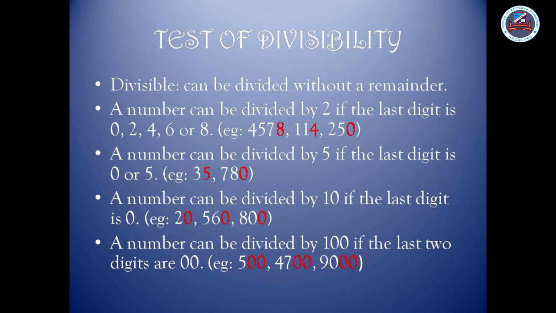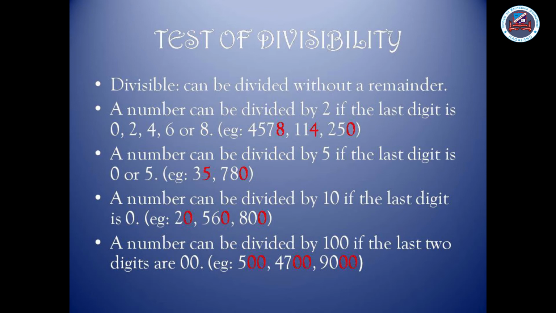The example is 4578. In this number, the last digit is 8. So this means 4578 can be divided by 2. 114. The last digit is 4. So this number also can be divided by 2. 250. The last digit is 0. So this means this can be divided by 2, or it is divisible by 2.